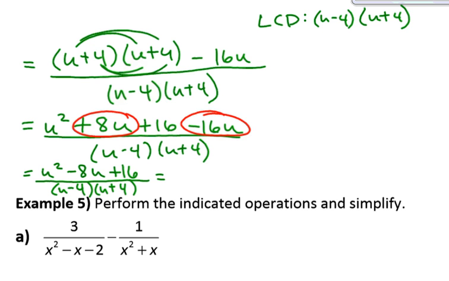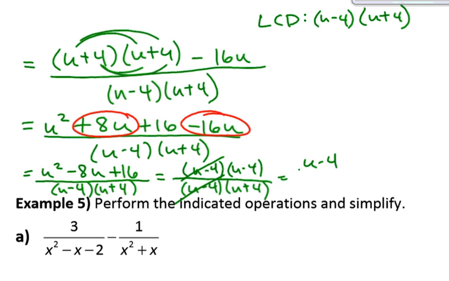Now that we've simplified the numerator, we have a trinomial. That trinomial can factor. So we have c is 16. So what are factors of 16 that, when they subtract, make negative 8? Well, negative 4 and negative 4. Okay, so that factors now into u minus 4 times u minus 4 over u minus 4 times u plus 4. So now 2 of the u minus 4's cancel, and I'm left with u minus 4 over u plus 4.